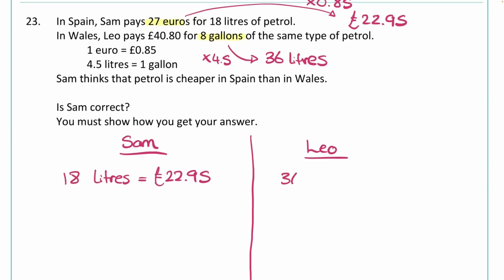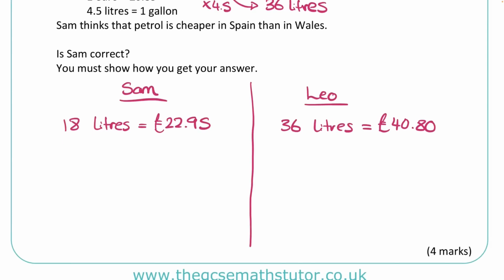So we have 36 litres is equal to £40.80. So now we have comparable units, both in the litres and in the pounds. We want to have a look at which is cheaper, which means that we need a comparable amount. Now this particular one is actually really nice, because this is 36 and this is 18. And 18 is half of 36. So I could times this by 2, and that would give me 36 litres. And I would obviously just times the amount of money by 2.